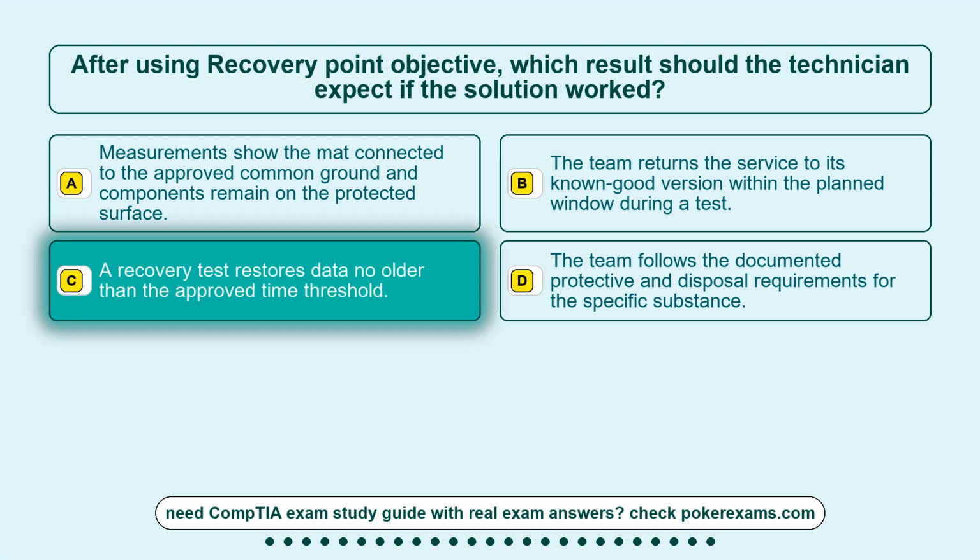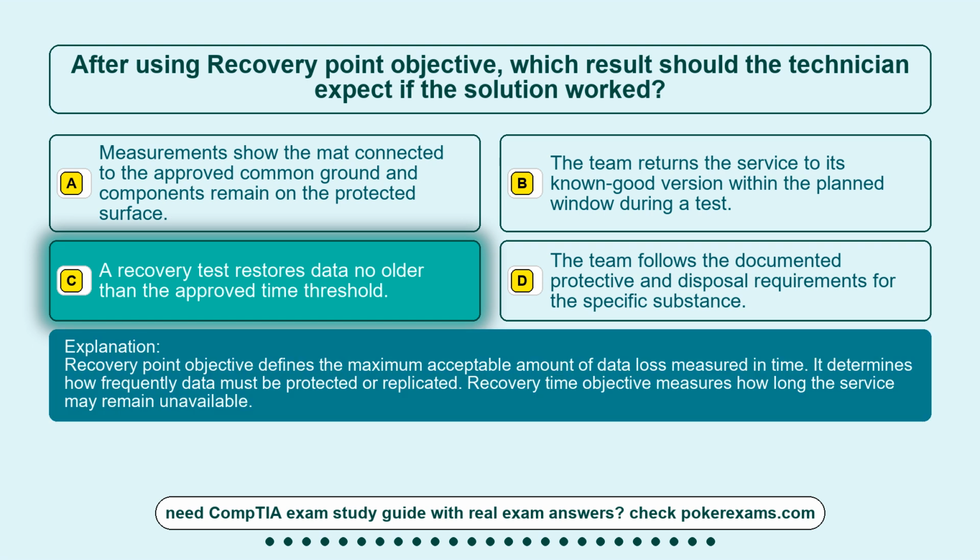The correct answer is option C. A recovery test restores data no older than the approved time threshold. Recovery point objective defines the maximum acceptable amount of data loss measured in time. It determines how frequently data must be protected or replicated. Recovery time objective measures how long the service may remain unavailable.